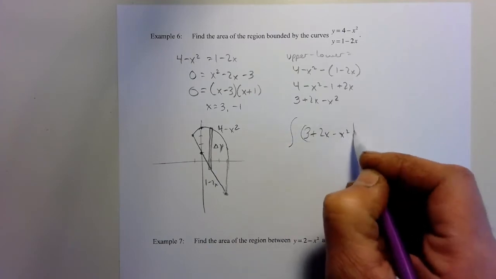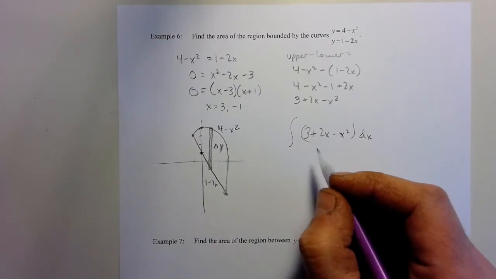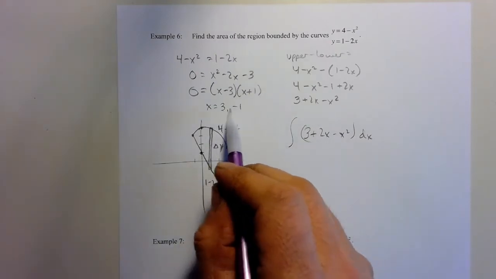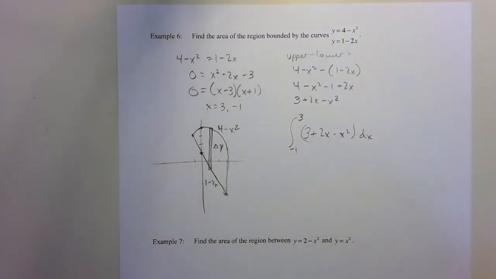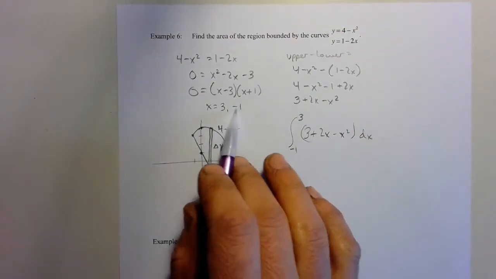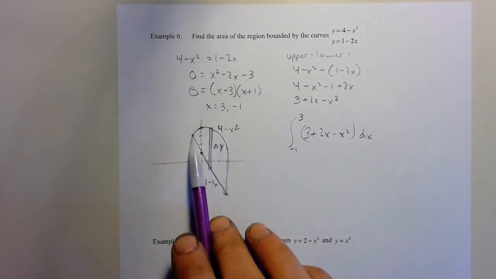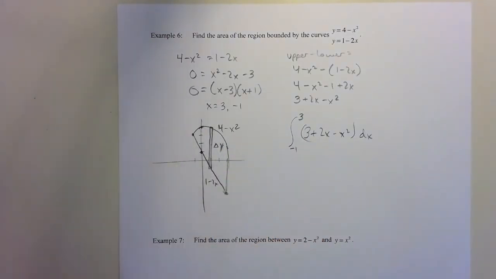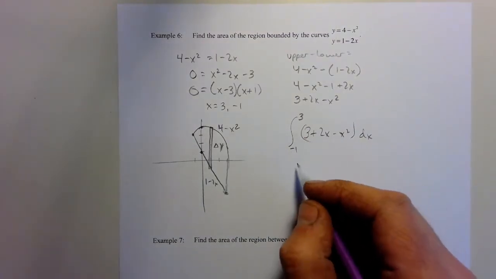The width of every rectangle is dx, and we're going to integrate from negative 1 to 3. That's why we have to find those, because they give us our bounds of integration. I know what I'm going between. My x values are varying from negative 1 to 3. So if I look at this now, integrate.